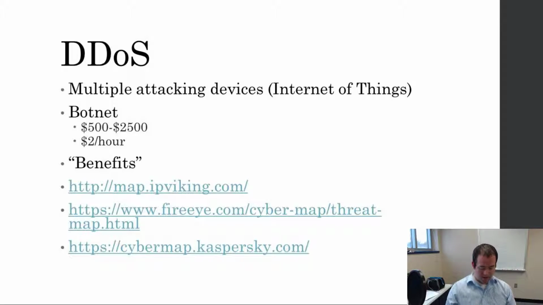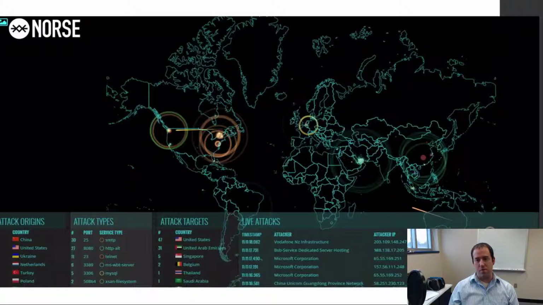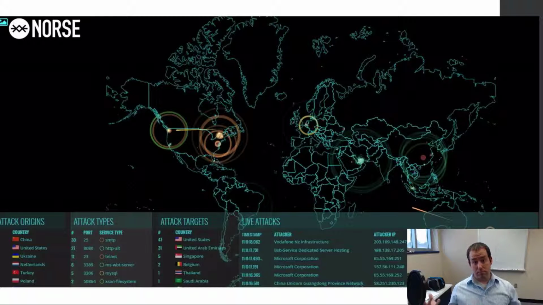And down below here, I've listed a whole bunch of maps. This is what one of those maps looks like. This is the Norse IP Viking map. And this shows real-time denial of service attacks being distributed around the world. And there's a lot of them. You can watch this map. It's very cool to watch. You can watch the missiles ping in from across the world to try to take out services in various places.